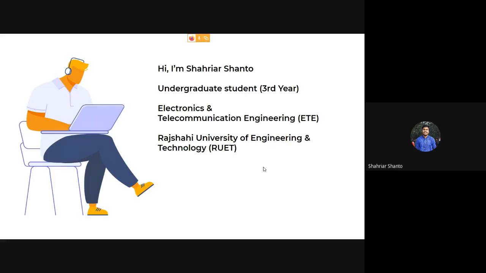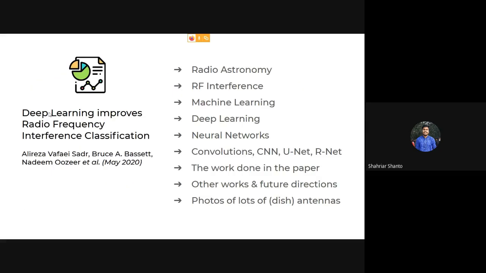I'm Shahriar Shanto, undergraduate student, third year at the Department of Electronics and Telecommunication Engineering at RUET. So the paper of interest today is this one, Deep Learning Improves Radio Frequency Interference Classification.